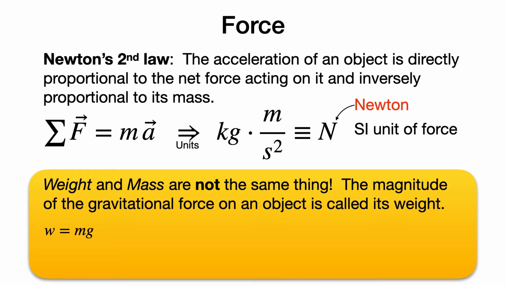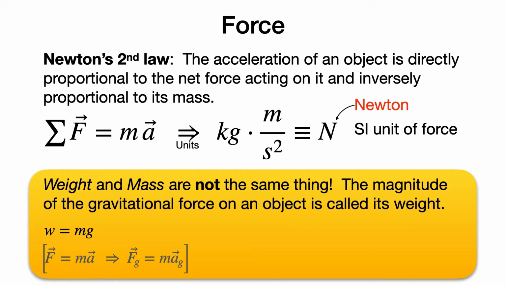Weight is the magnitude of the gravitational force acting on an object. So weight is mass times the acceleration of gravity. Now here we've written it in terms of the gravitational acceleration on the surface of the Earth, but in general, the weight or the gravitational force acting on an object is the mass times the acceleration experienced by that object wherever it happens to be due to gravity.